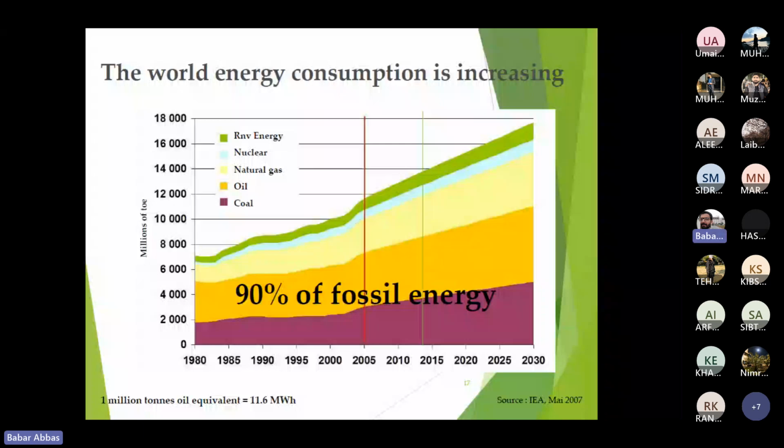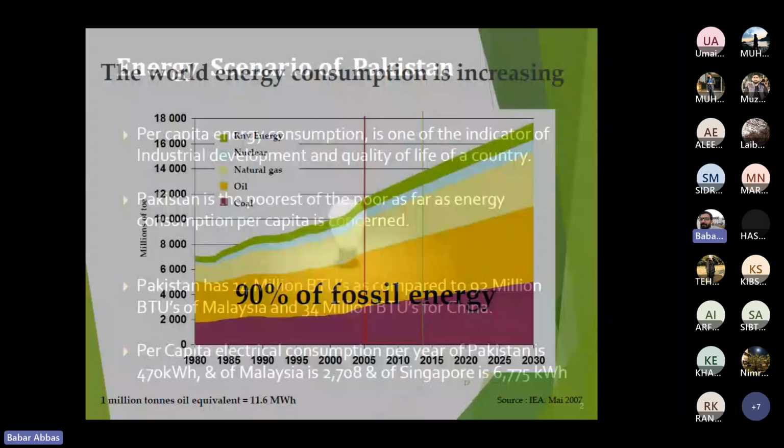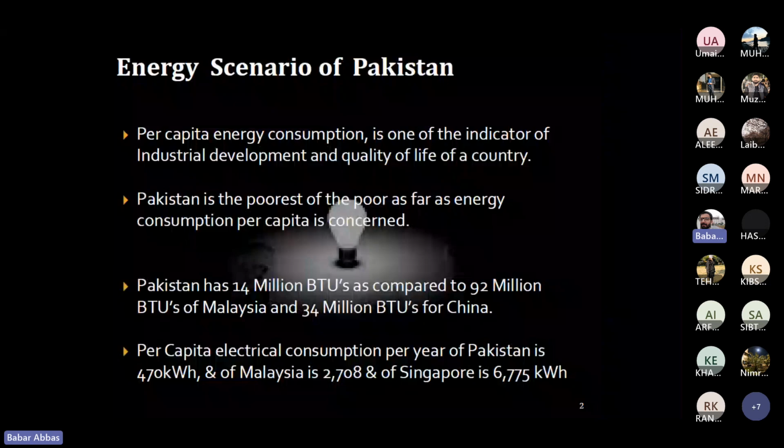So, if we look at the energy scenario in Pakistan, the per capita energy consumption is one of the indicators of industrial development and quality of life of a country. The per capita energy consumption calculation shows the quality of life in a country, and it also shows the industrial development of a country. It's an indicator.